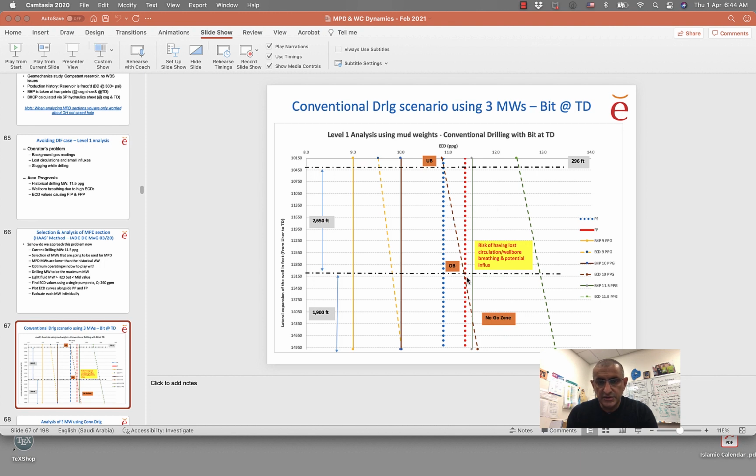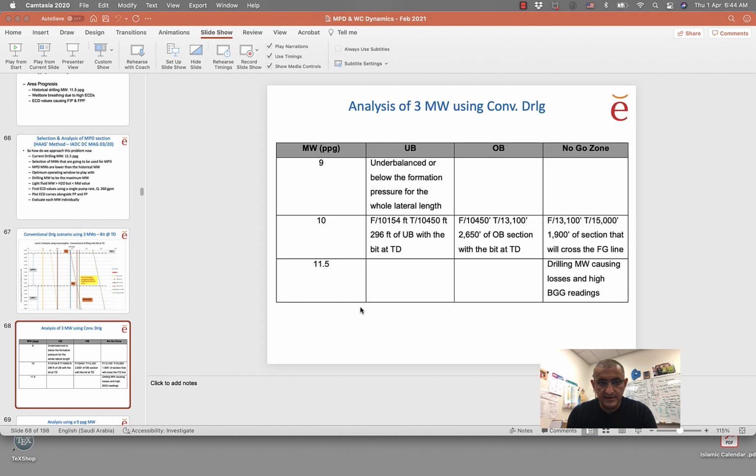However, as soon as you have drilled 2,650 feet into the reservoir, for the next 1,900 or 2,000 feet, you will have a problem with lost circulation or a lot of BGG, and in some cases the client also faced a kick as well. Now let's go back to the second slide here. This is just a description of what exactly I have just said.